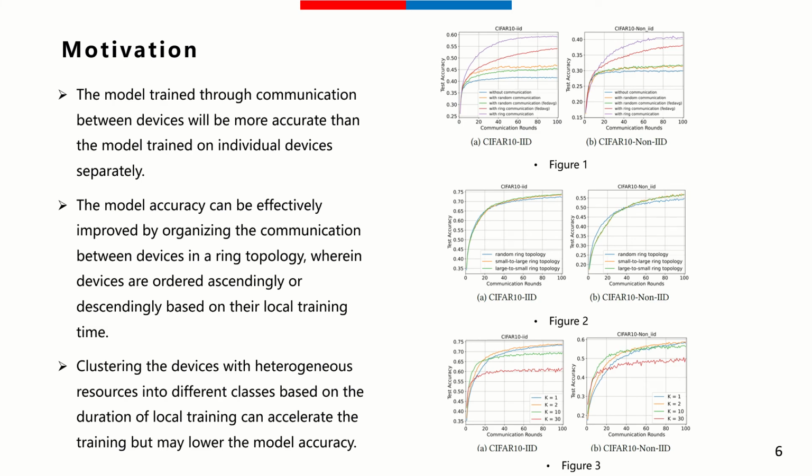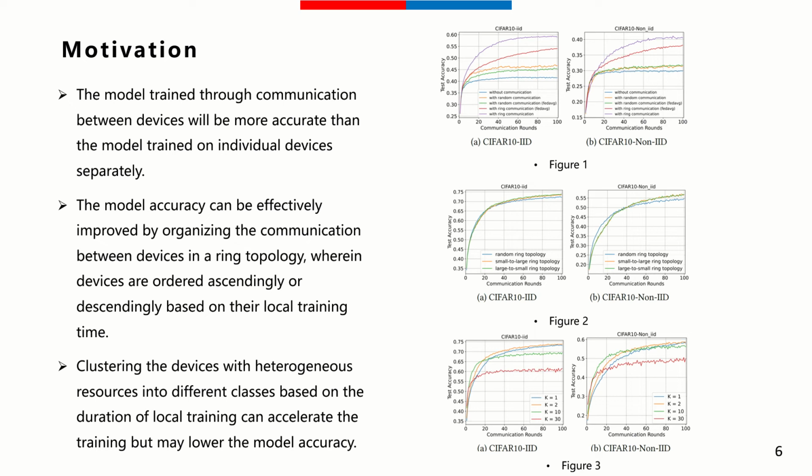We conducted three different experiments. Through the first experiment, we found that a model trained through communication between devices will be more accurate than a model trained on individual devices separately, and communication according to the ring topology will have a better effect than random communication. This is because communication makes weights carry more information from different devices.